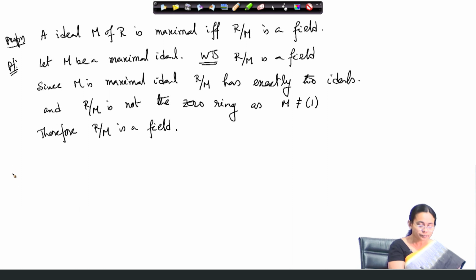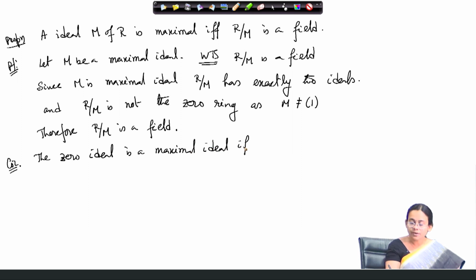So, now let us see as an application of this proposition, we get the following corollary, which says that the zero ideal is a maximal ideal if and only if R is a field, because I can view R as R quotient 0. So, R is a field is equivalent to saying 0 is a maximal ideal. So, in a field 0 is always the maximal ideal, and if 0 is the maximal ideal in a ring, then it has to be a field. So, this corollary follows from the previous proposition.